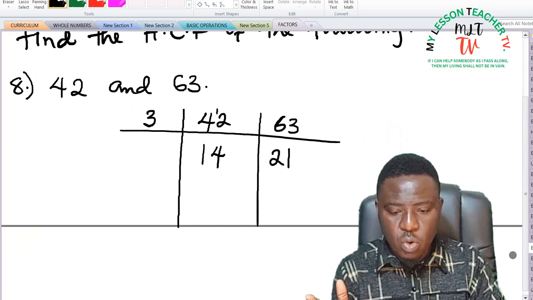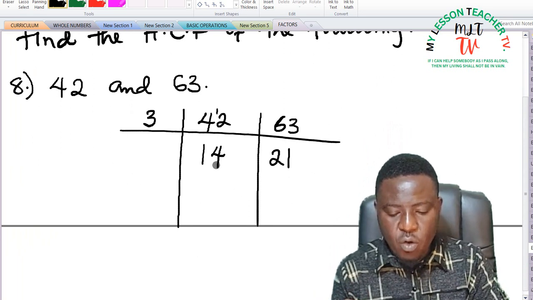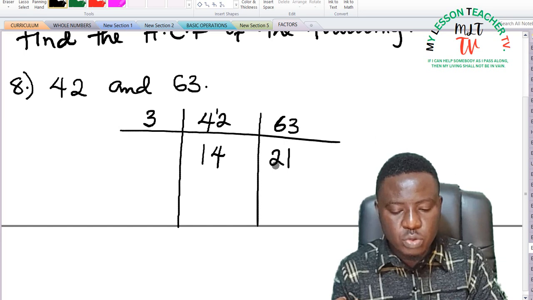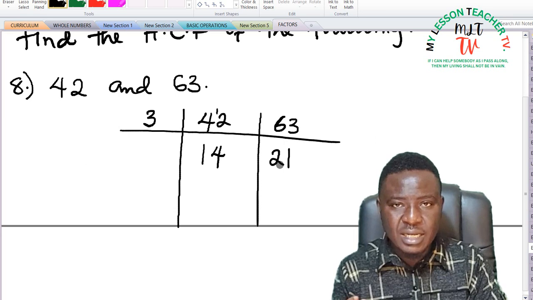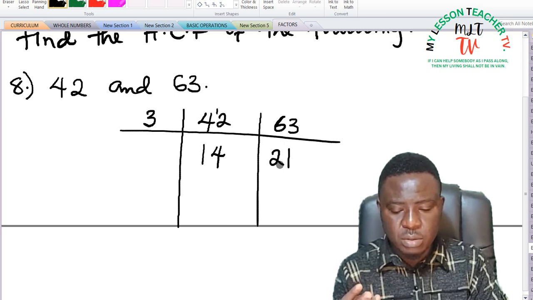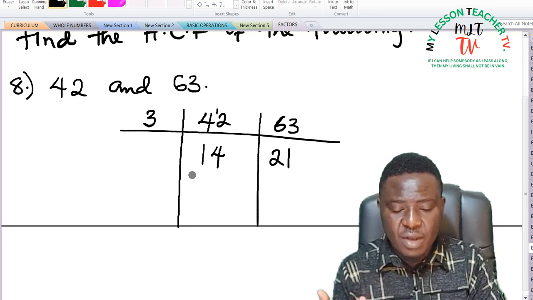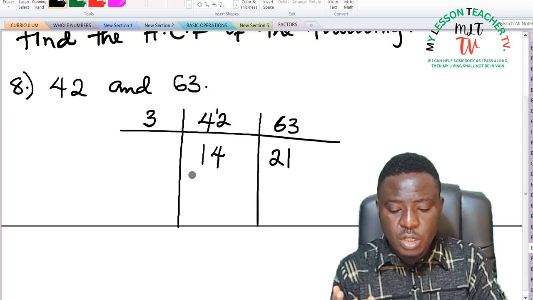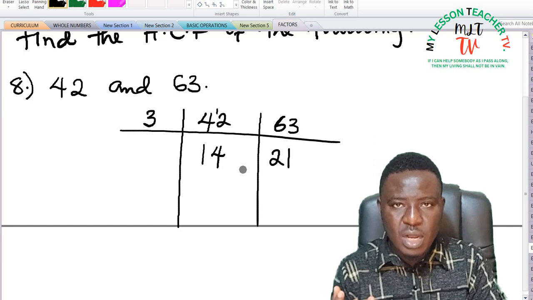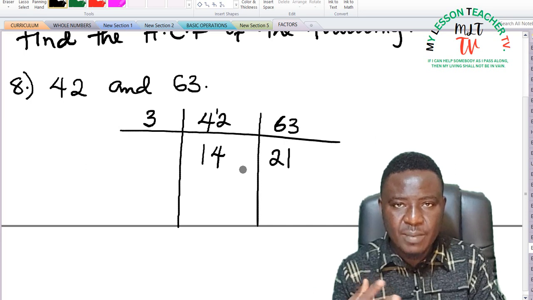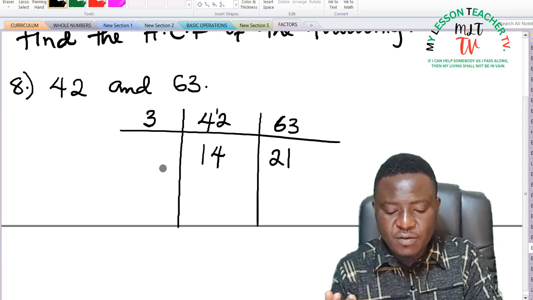3 can no longer go because 1 plus 4 is 5, and 5 is not a multiple of 3, but 3 can still go into 21 because 2 plus 1 is 3. But just like I said, the factor you are using must be common. Okay, so 3 can no longer go. The next is 5. 5 cannot go because the last digits of these two are neither 0 nor 5. That is the condition for divisibility by 5. So we use the next, which is 7.